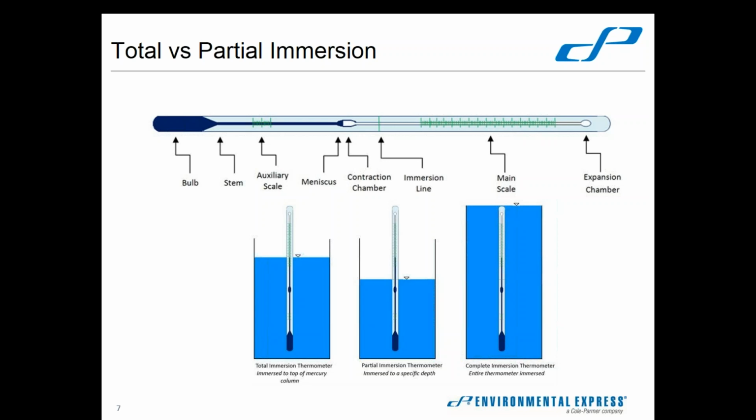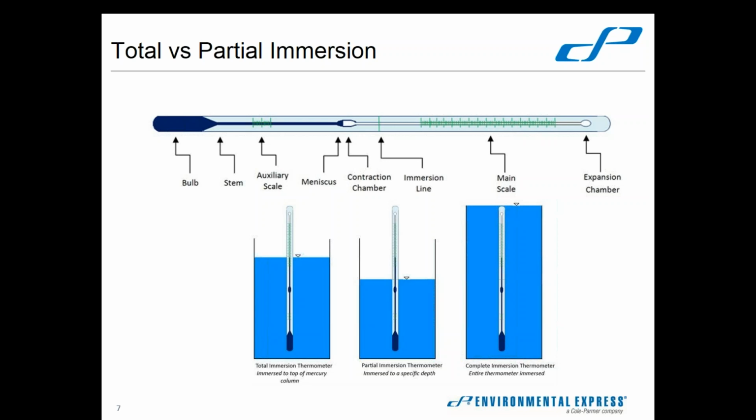And then the complete immersion thermometer, that would be one that you would use in an oven or an incubator of sorts, and that is supposed to have the entire thermometer exposed to the temperature that is being recorded. And again, this is all so that the thermometer itself does not contribute to any errors in the actual measurement and reading of the thermometer.